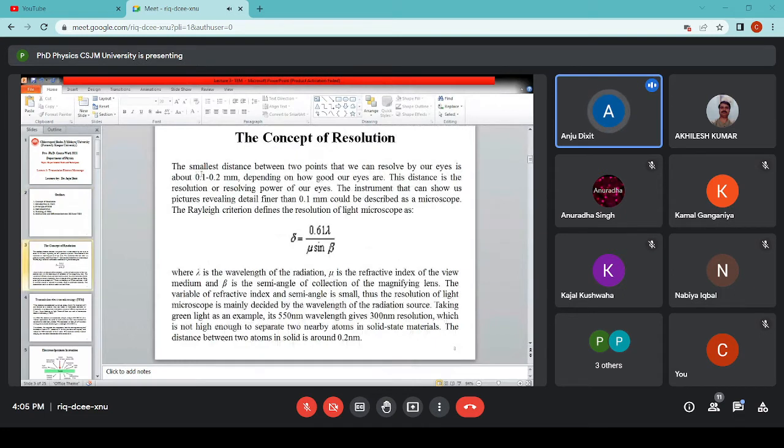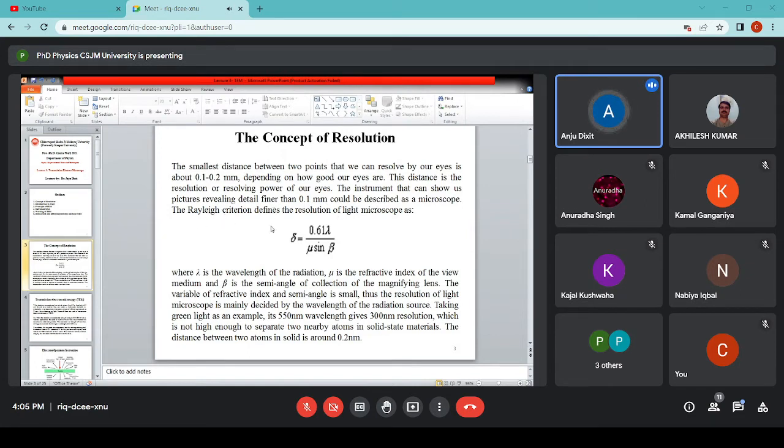So first is the concept of resolution. The smallest distance between two points that we can resolve by our eyes is about 0.1 to 0.2 millimeter. That much we can resolve very easily with the help of our eyes, depending on how good our eyes are. So this distance is the resolution or resolving power of our eyes. The instrument that can show us pictures revealing detail finer than 0.1 millimeter could be described as a microscope.